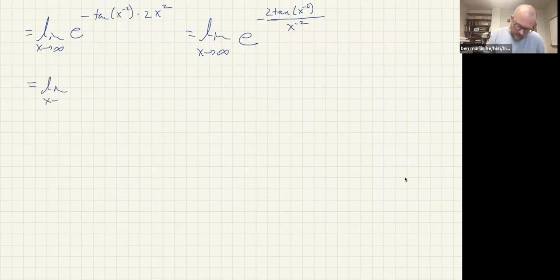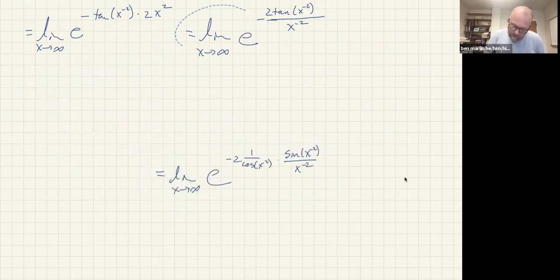Limit as x goes to infinity, e to the power, and then we're going to go ahead and put the negative 2 here. I'm going to break tangent into sine and cosine, all right? The reason I do that is that leaves me with 1 over the cosine of x to the minus 2 times sine of x to the minus 2 over x to the minus 2, okay? And let me move those around so that they're not cluttering each other up.